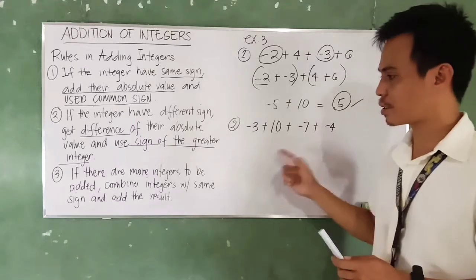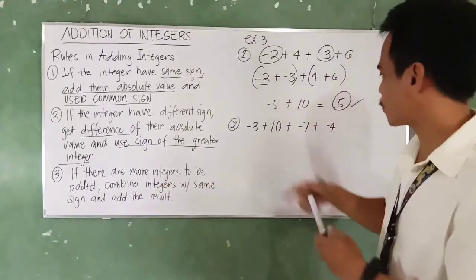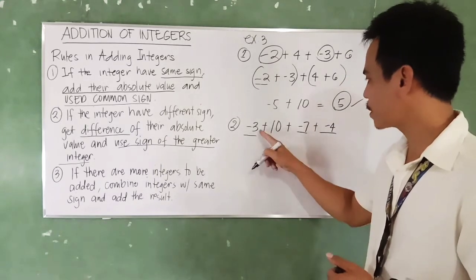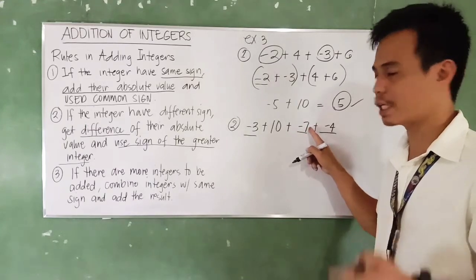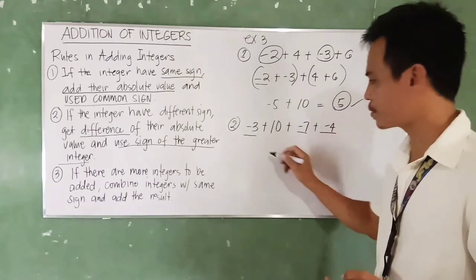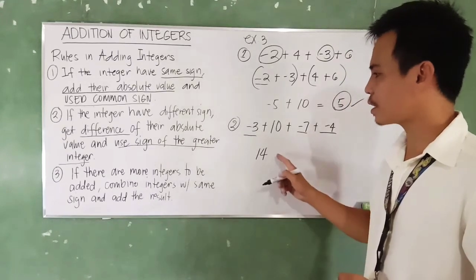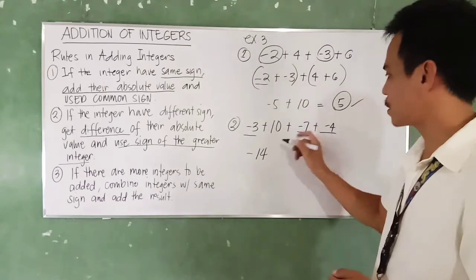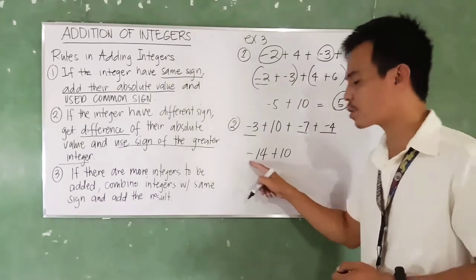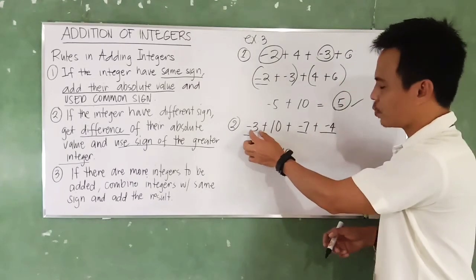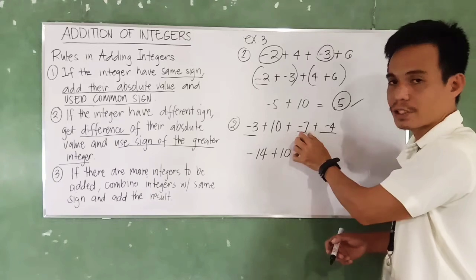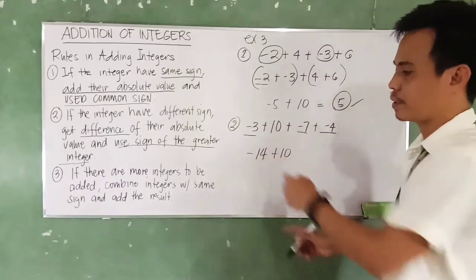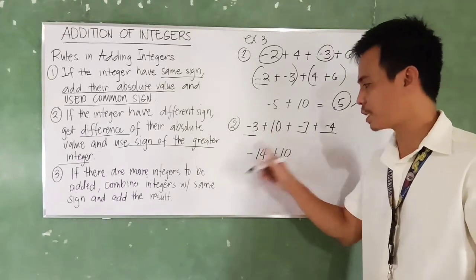So gagawin natin, guys, is to combine integers with same sign. So combine lang natin muna yung magkakaparehong sign. Titignan natin. So, this is 3 plus 7 is 10. 10 plus 4 is 14. Then, gagawin natin is to copy their sign. Then, plus 10. Okay, so, saan din nakakuha yung 14? Negative. So, we have to add 3 plus 7 is 10. Plus 4 is 14. So, yung common sign nila is negative. So, we use negative. And our answer is negative 14.